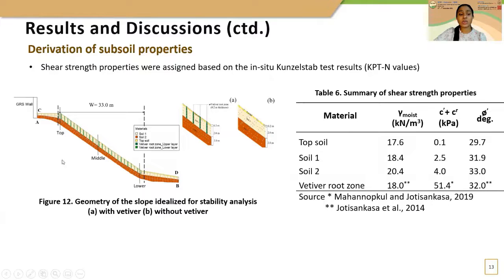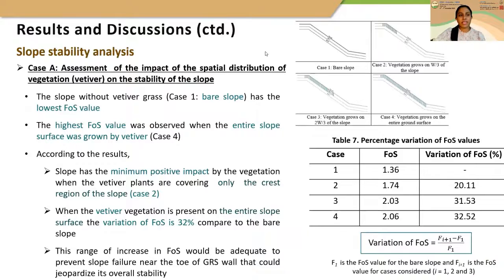And this figure 12 shows the geometry for the slope, idealized slope cross section together with the vegetation and without vegetation. Under the slope stability analysis, I will discuss the assessment of the impact of the spatial distribution of the vegetation on the stability of the slope. According to the obtained results, when the slope is in the bare slope condition, it shows a very low factor of safety value of 1.36. And when the vegetation grows on the entire ground surface, it shows a higher factor of safety of 2.06.